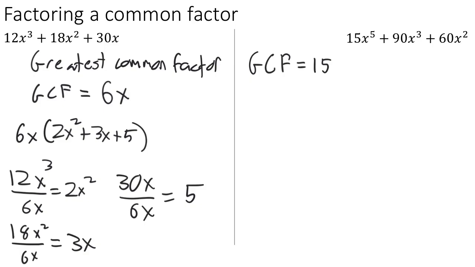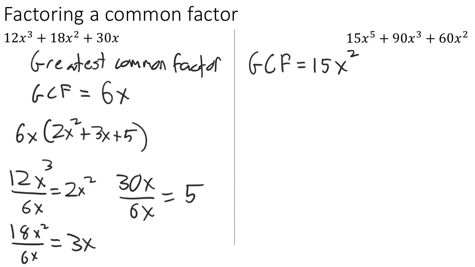For the variable part, we need to look and see how many x's we have in each term. In the first term, we have 5 x's. In the second term, we have 3 x's. And in the last term, we have 2 x's, which means that we have at least 2 x's in each term. And so x squared is going to be the variable part of our greatest common factor.